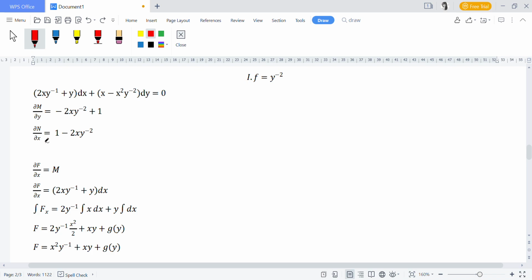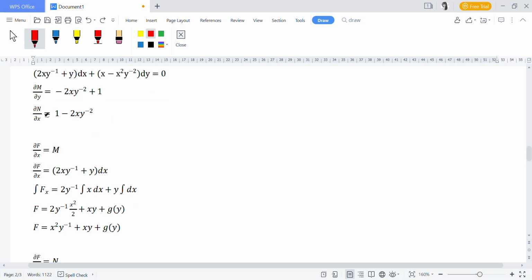Now let's test for its exactness by solving for the partial of M in terms of y and partial of N in terms of x. For our partial of M in terms of y, we're just going to derive this equation with respect to y. So the derivative of 2xy raised to negative 1 is negative 2xy raised to negative 2. Then the derivative of y is simply 1. Now let's solve for the partial of N in terms of x, deriving this with respect to x. The derivative of x is simply 1, then the derivative of negative x squared y raised to negative 2 is negative 2xy raised to negative 2.